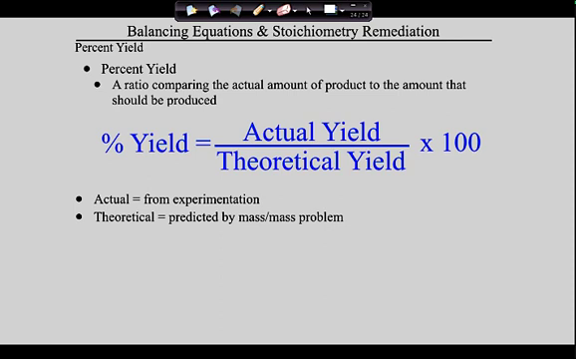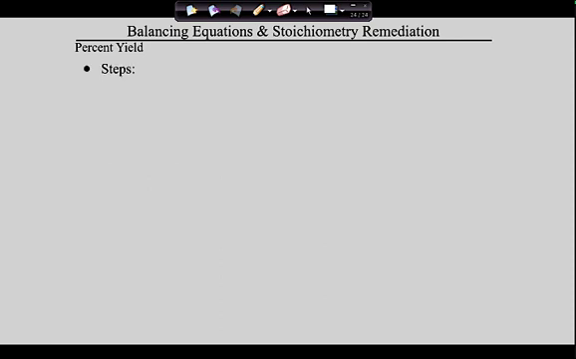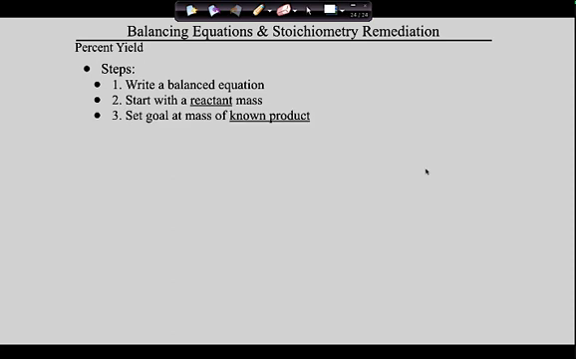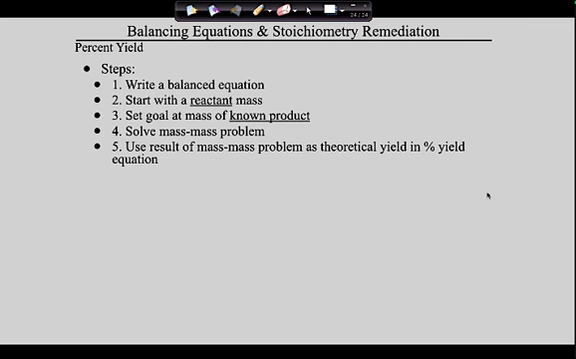Now, in order to solve these problems, we actually take a mass problem and make it a part of a bigger process. So the first thing, of course, we need to do is write a balanced equation. Once we have the balanced equation written, we will always start with the mass of a reactant. Then we will set our goal at the mass of what we call the known product, the product that we know how much we produced. Then we'll solve the mass problem, just like we did on the previous slide, and then finally we'll take the result of that mass problem and use it as the theoretical yield in our percent yield equation.